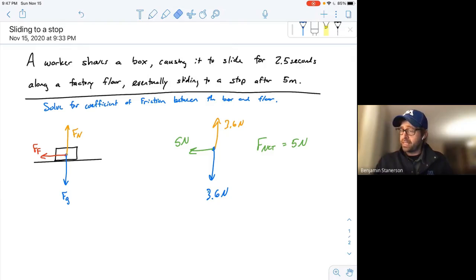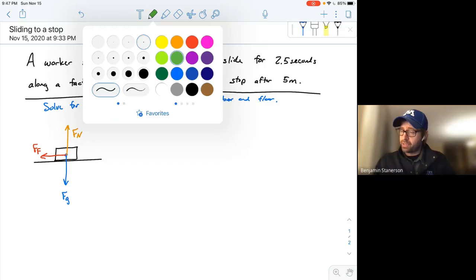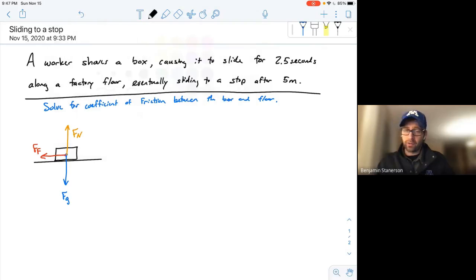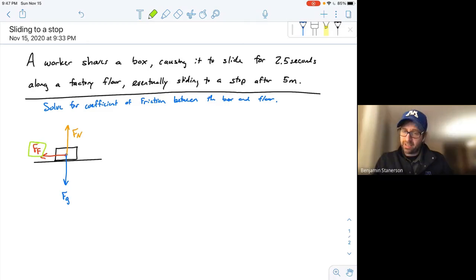Okay, we're going to take that same idea and apply it to our free body diagram over here. Look carefully at the types of forces that we have, and the net force for this example has to be the force of friction. And it's only going to be the force of friction because there are no other horizontal forces acting. So that's going to be a really key thing to keep in mind. Remember, there's no force when it's sliding to a stop. There's nothing else pushing on it. Friction is the only thing that's causing that acceleration to happen.